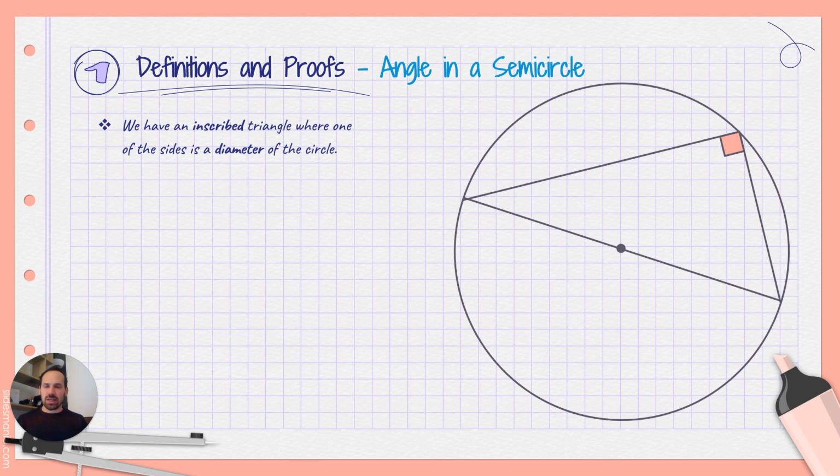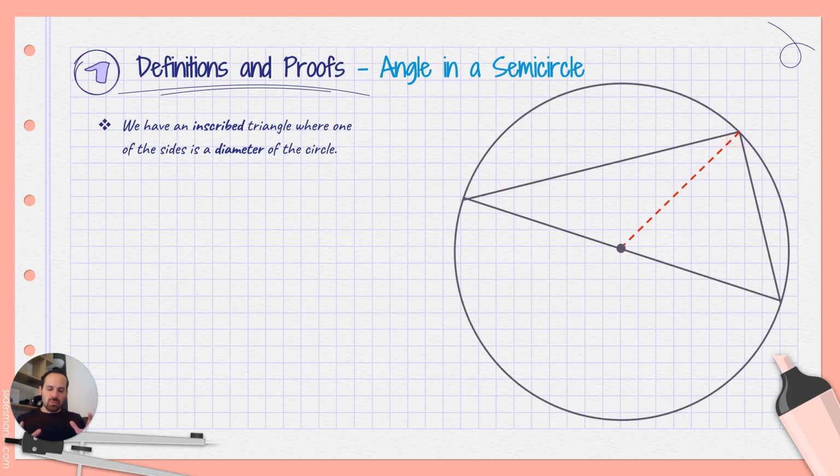So, here's what's actually going on here. We have an inscribed triangle where one of the sides is the diameter, and this angle will then be 90 degrees. So how do we actually prove that? What we can do is draw a line like this.